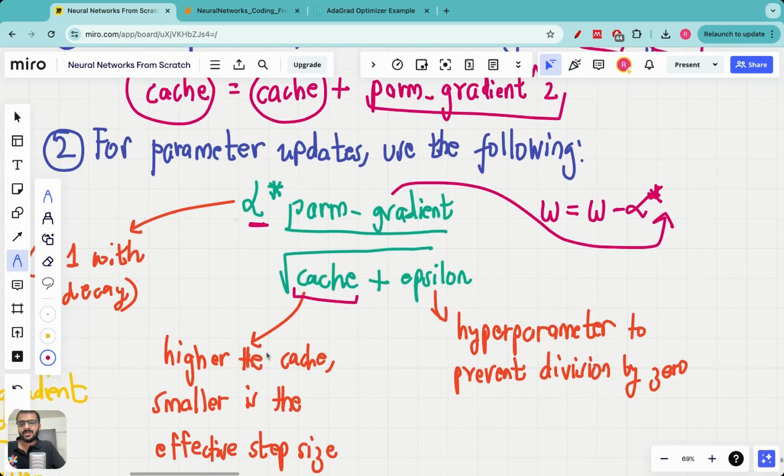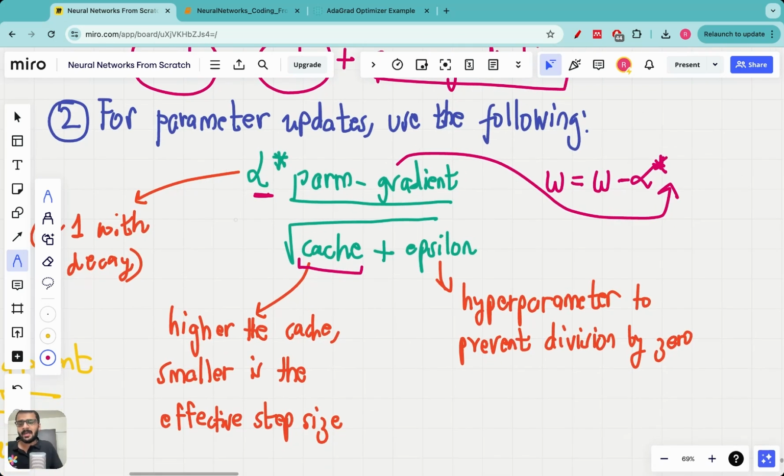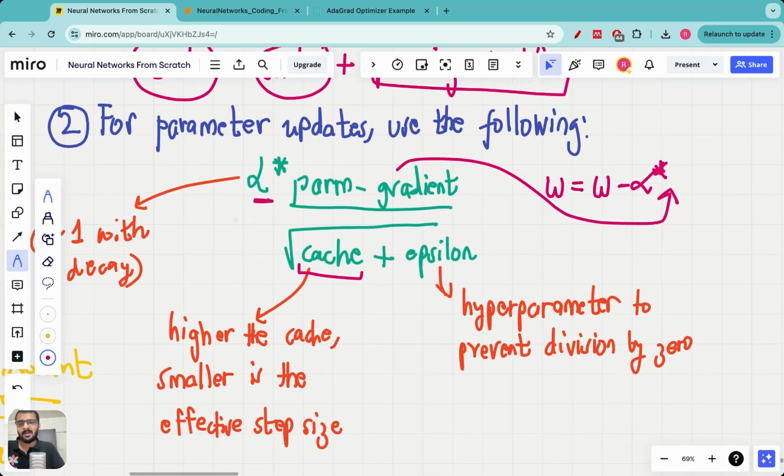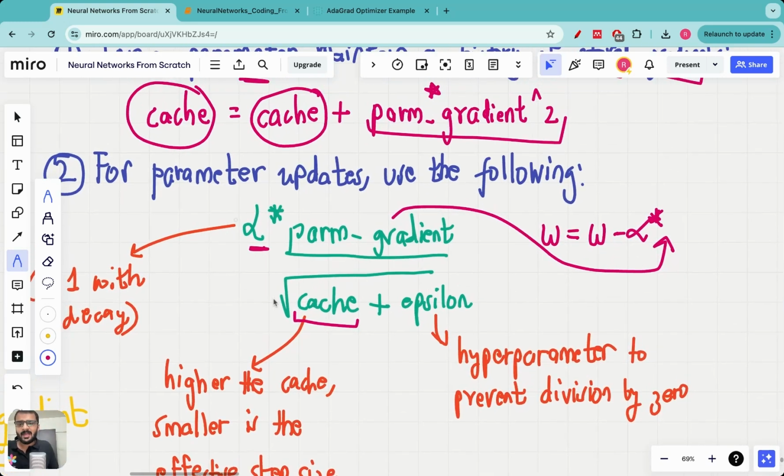So higher the cache, smaller is the effective step size since we are dividing by it. And if the cache is smaller, it means that the gradients are small. So the step size can be larger.